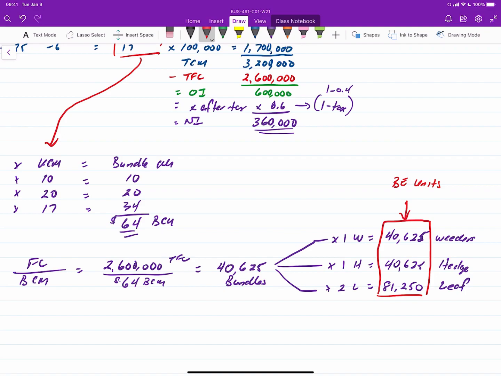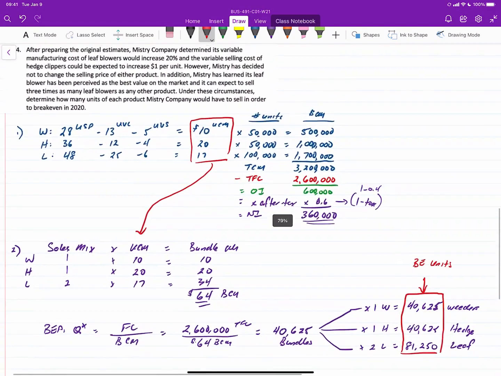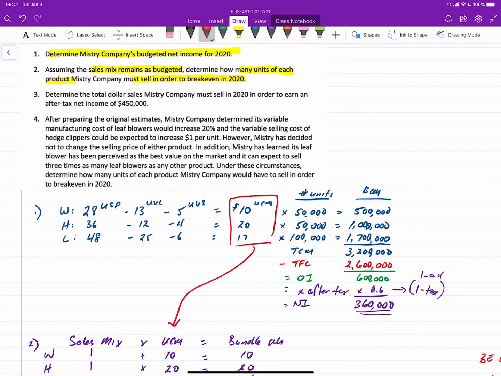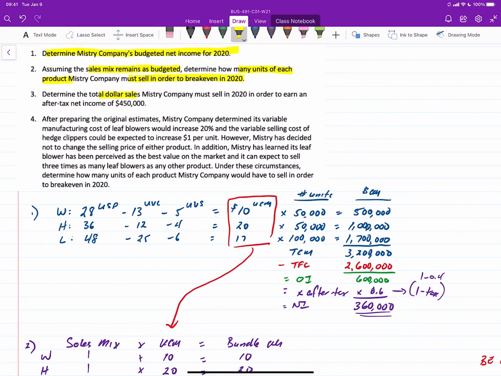That is the number of units of each that are required to break even, and that answers requirement 2. So now on to requirement 3. Here we want to look at how much does the company have to sell, total dollar sales, to earn a target net after-tax income of $450,000. So this is the TNI equals $450,000. Now we can convert that right away to a TOI if we divide by 1 minus the tax rate.